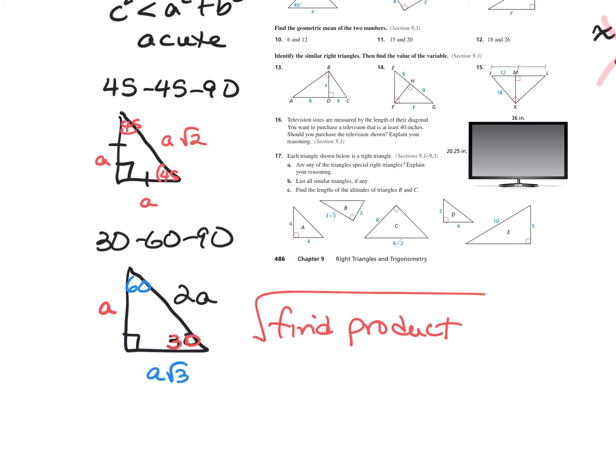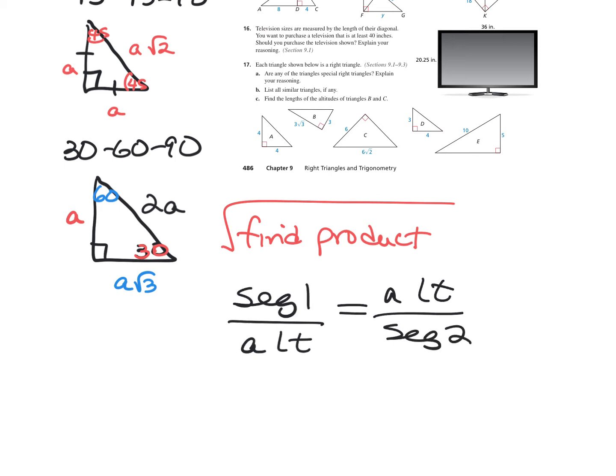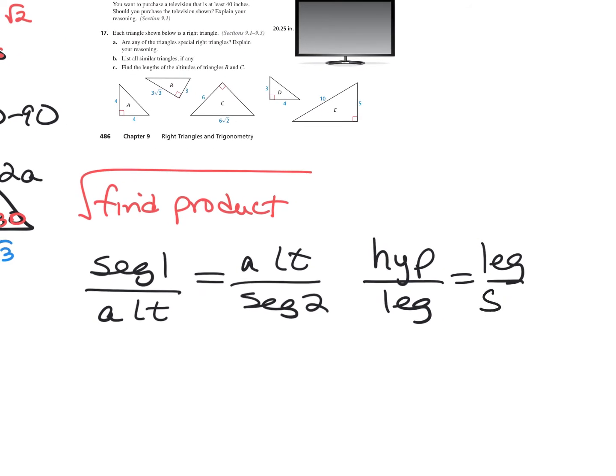Then for numbers 13, 14, and 15, this is also 9-3, and this is where we learn the 2 proportions. The 2 proportions you would use are the geometric mean altitude theorem, which was segment 1 over altitude over segment 2, and then the geometric mean leg theorem, that one was hypotenuse over leg over the segment of the hypotenuse adjacent to the leg, which I called SOHAL.